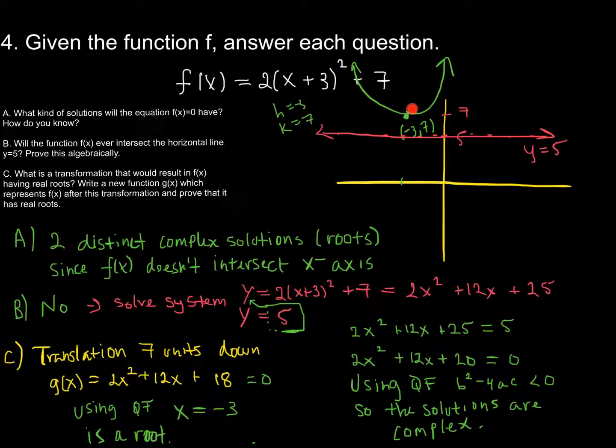And to do that, you'd have to subtract 7 from your function. In other words, translate it down 7 units. So a translation down 7 units would work. And the way that I would do that, as I just stated, is subtracting 7. So my new function would be 2x squared plus 12x plus 18. Of course, there are other ways to do it, and you could certainly go that route if you wanted.